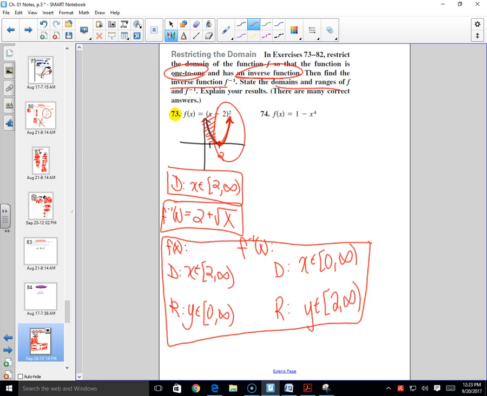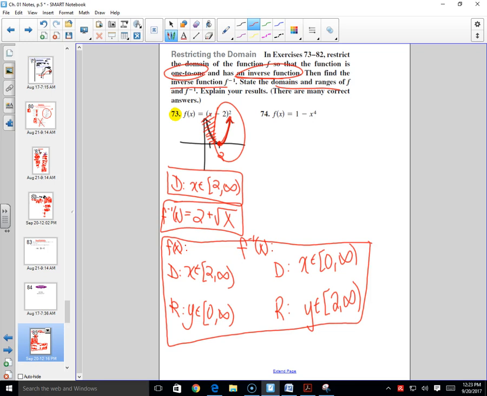So restrict means to cut down. So only zoom in on the part that doesn't start failing the horizontal line test. So ignore one whole half that makes it fail. Write that restricted domain. Switch the x and y, solve for y, but only keep the plus, not the minus, as long as you choose the positive side, the one on the right. Then look at your graph. How low, how high, how left, how right, and then switch it. Okay. So that describes number 73.